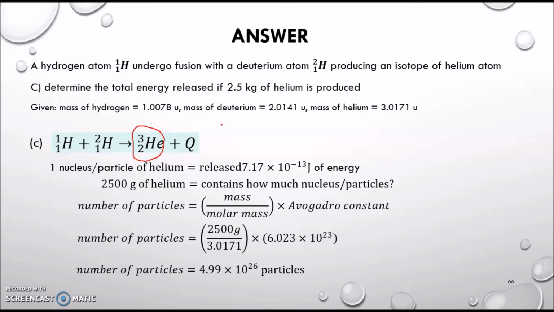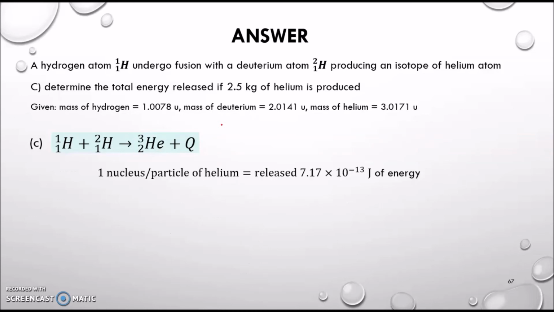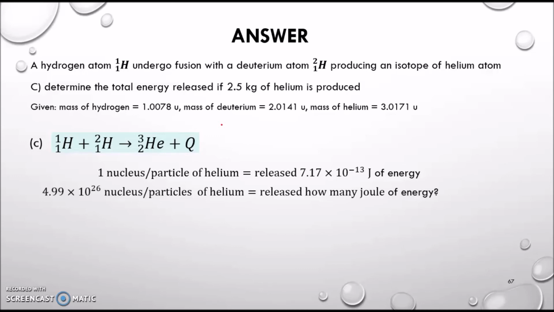Then from this value, we can find the total energy release. If one nucleus of helium is produced, it will release 7.17 times 10 to the power of negative 13 joule of energy. Then 4.99 times 10 to the power of 26 nuclei or particles of helium will be produced, how many joule of energy will be released? Just multiply, then we will get 3.58 times 10 to the power of 14 joule.